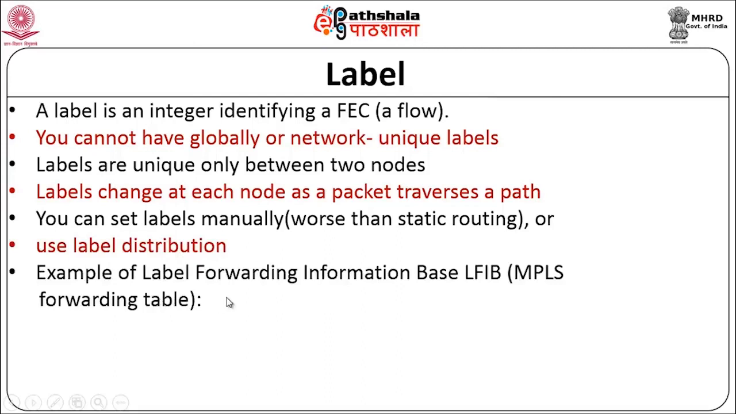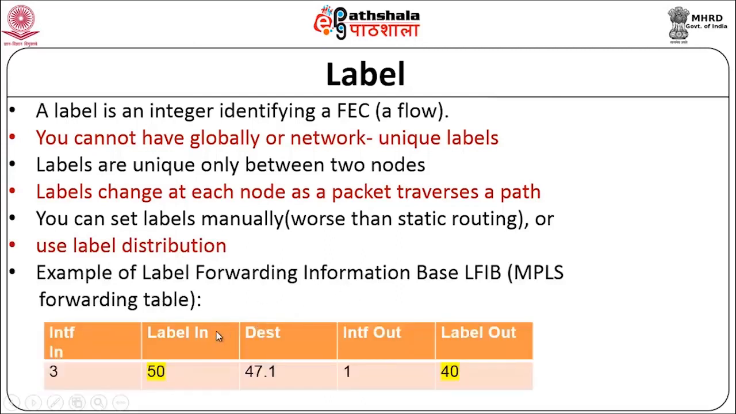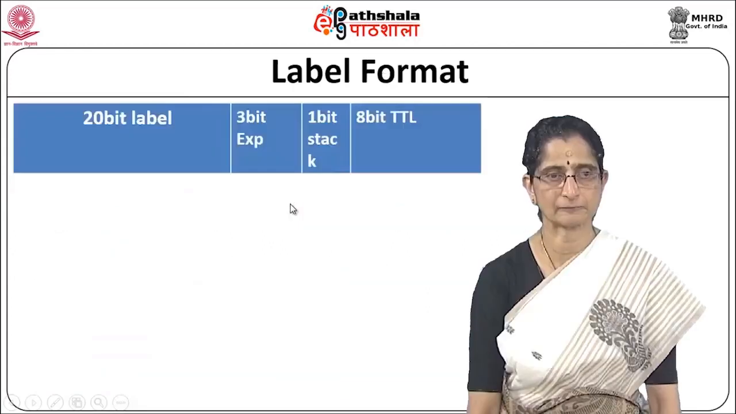Just to give an example of a label forwarding information base, this is what it will look like. You have an interface on which it will come in. It will come in with a particular label. This may be its actual destination address, and it will go out on this interface with a label of 40. So it comes in with a label of 50 and goes out with a label of 40. That's the kind of information that you will have in this label forwarding information base. All that you need to do when a packet comes in is look at this table, look for this label, change that label to this value, and send it out on this particular interface. That's a simple process, and that gives this speed for processing the packet.